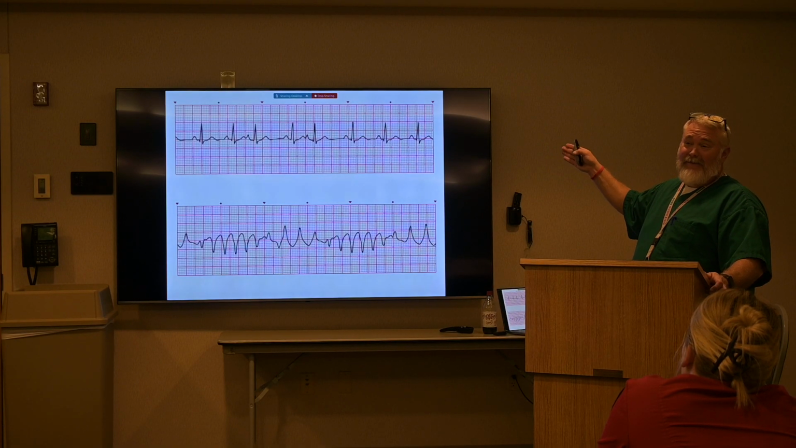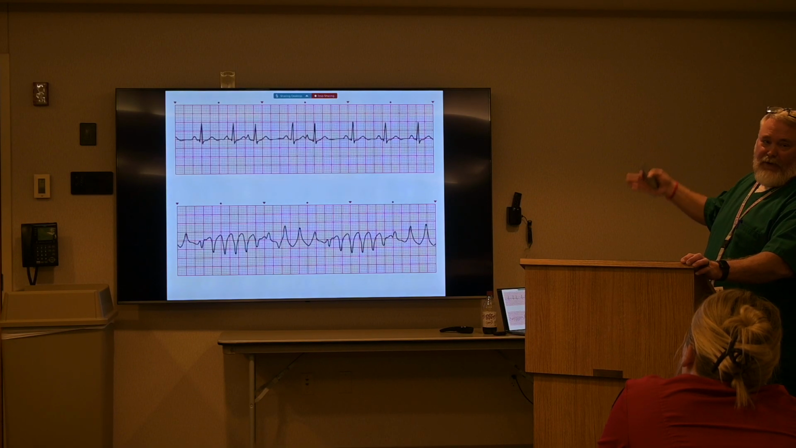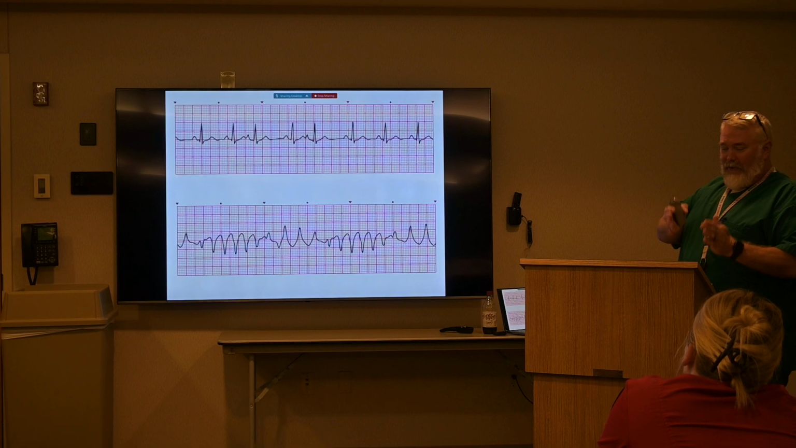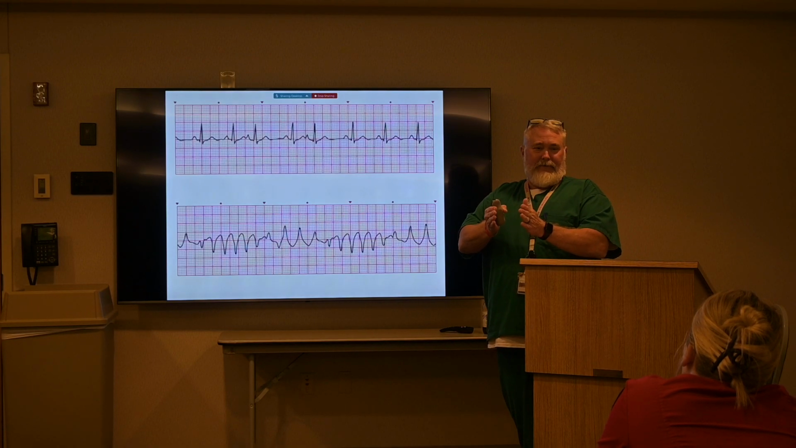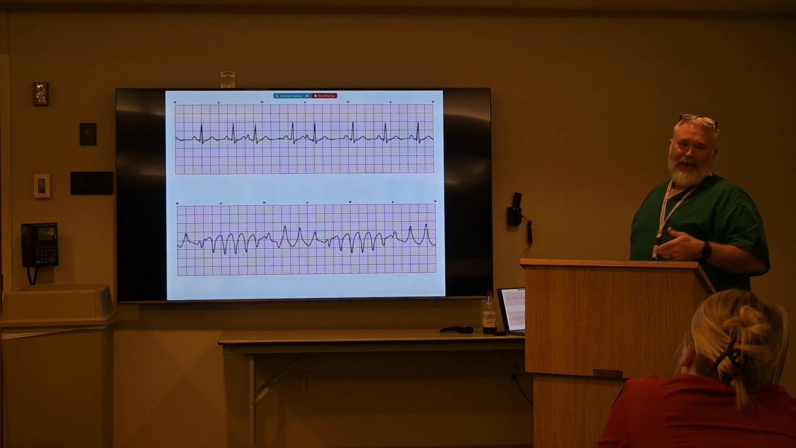That's why I'd say that PACs can sometimes be difficult to see. That's where it's important to measure your R to R intervals, because that will give you a clue that something's not right. You may have R to R's marching out, and then you get to one that's narrow, and then they march out and then narrow. That gives you a good clue that you have a PAC in there.